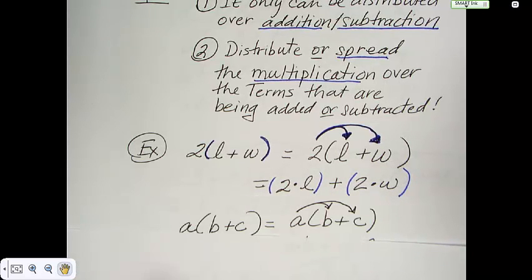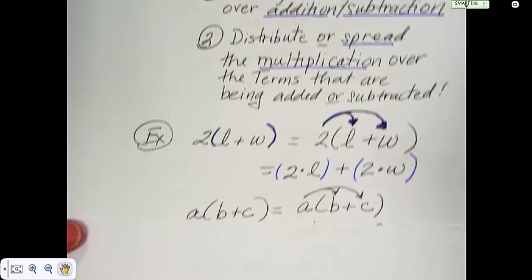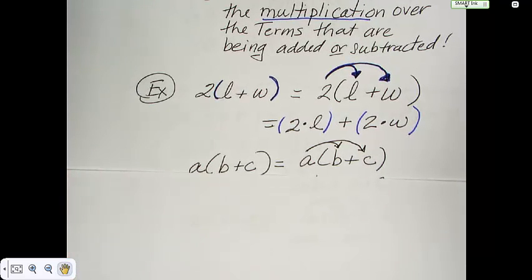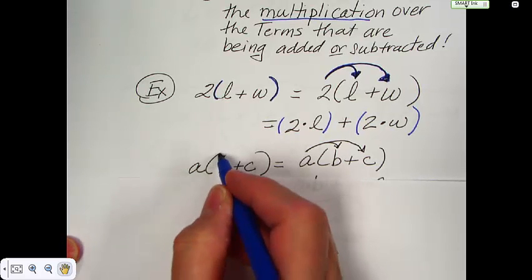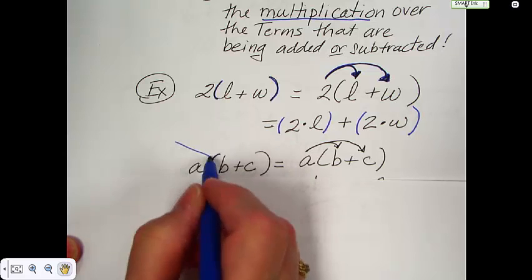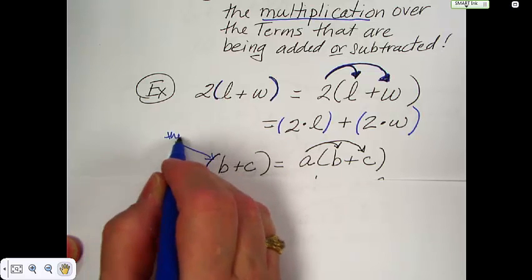Doesn't look too bad. And then you go ahead and do it, and if you have the dimensions for length and width, you could find it. Now here's another example just using A, B, and C. You've got A times the quantity.